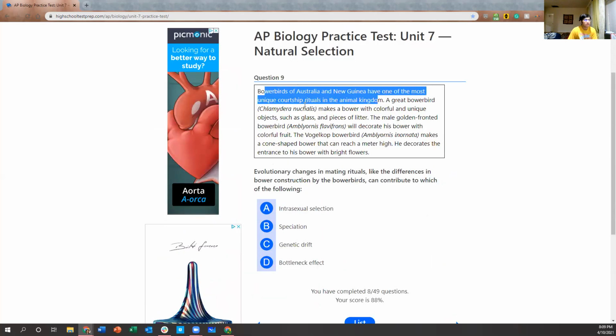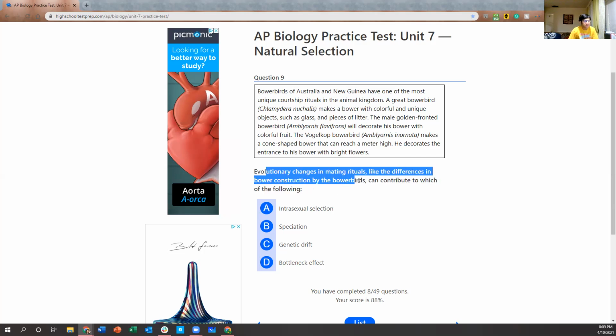Bowerbirds of Australia and New Guinea have one of the most unique courtship rituals. They make a bower with colorful and unique objects such as glass and pieces of litter. Okay, that's behavioral isolation. Evolutionary changes in mating rituals can contribute to which of the following? Well, it will contribute to speciation, probably. If they're changing mating rituals, then that's probably speciation, because that's behavioral isolation, right? And behavioral isolation is a form of reproductive isolation, which leads to speciation, right? So I would say that that's B.